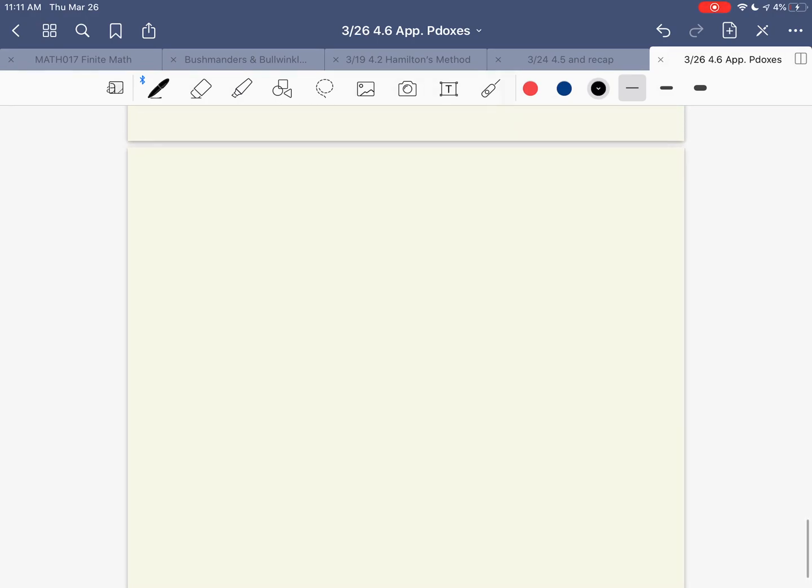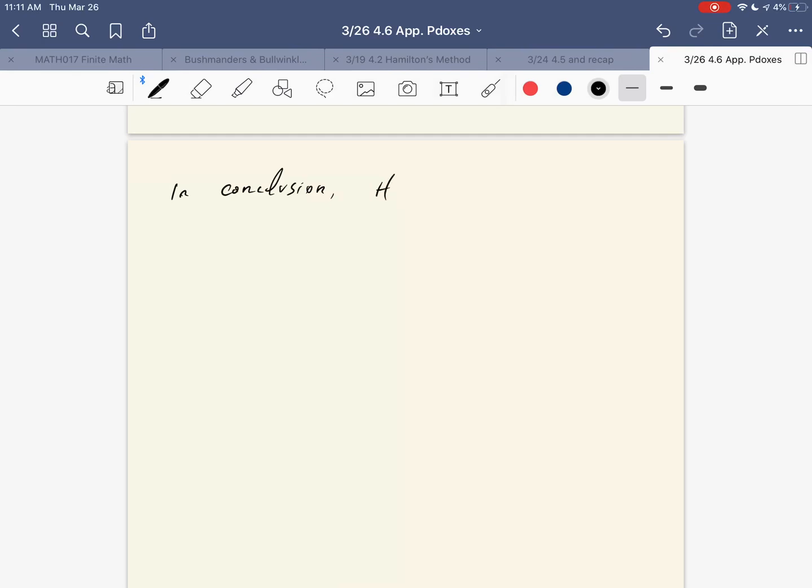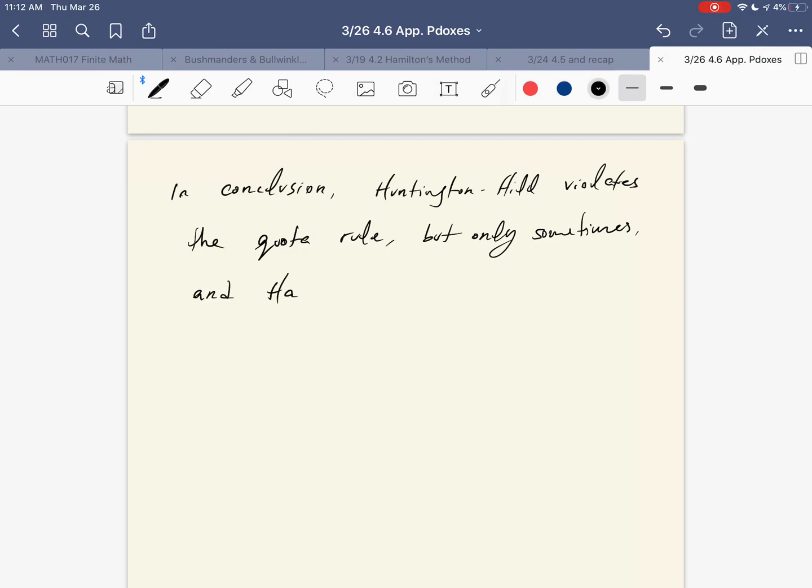Good. So, in conclusion, Huntington Hill violates the quota rule, but only sometimes. And Hamilton's method produces many worrying paradoxes. We don't like paradoxes. Well, I very much like to study them, but in general, we're not supposed to like them.